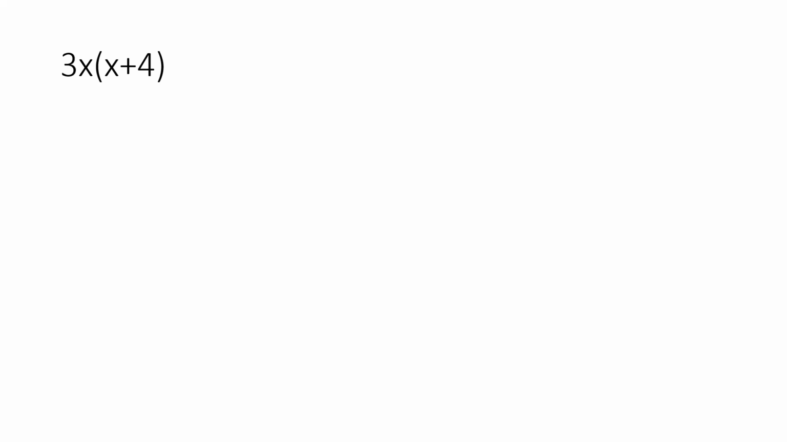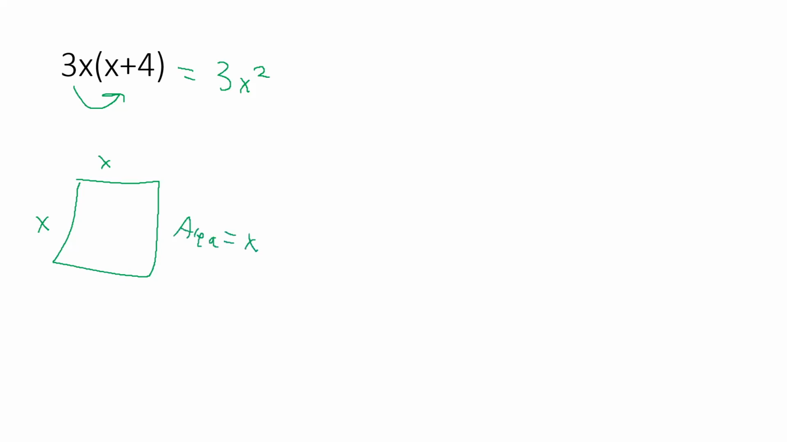And again, same thing when we have x's in front. What's 3x times x? It's 3x squared. Whenever a number is squared, it just means that it's multiplying itself, like a square. We have an x here, we have an x here. Area is going to be x times x, which is equal to x squared.